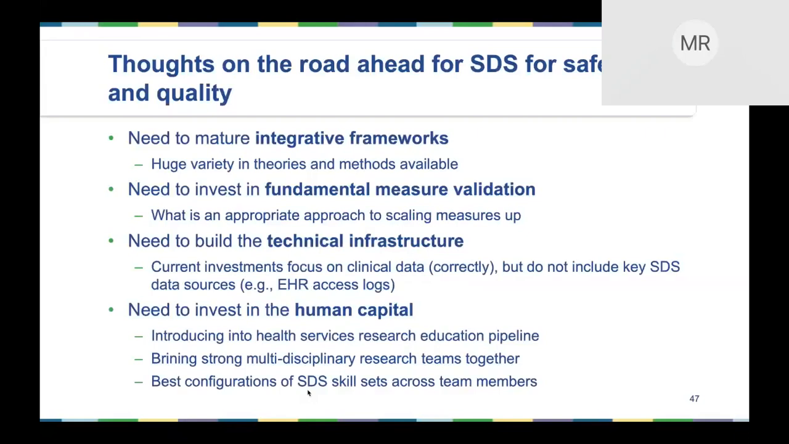We need technical infrastructure to do this work. Right now, we're at the mercy of what's being built for precision medicine infrastructure, for example, for accessing the EHR, which does not include the types of information that are going to be most useful for these types of problems. It's just clinical data. It's not use data. And human capital. We need the right kinds of people to get this work done.